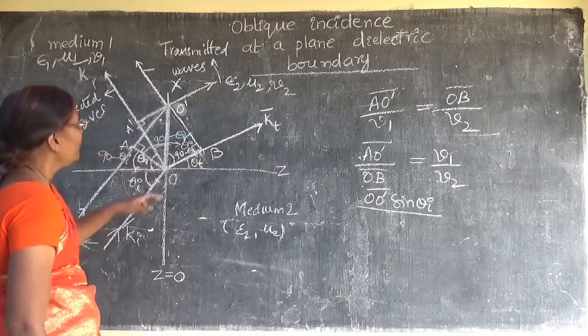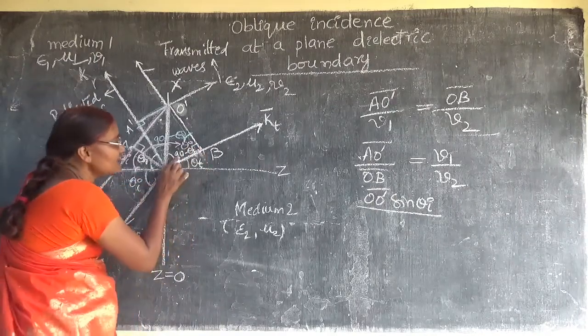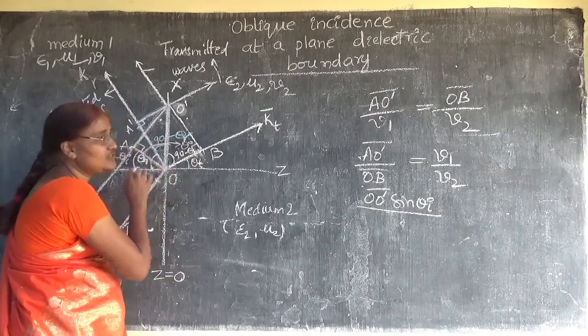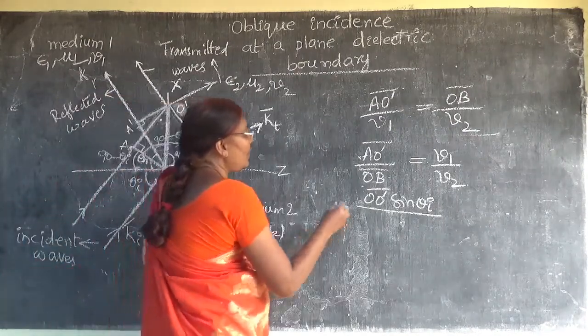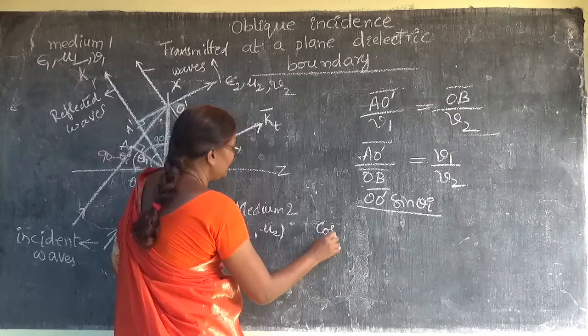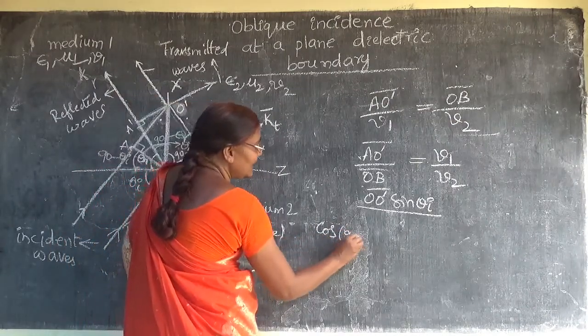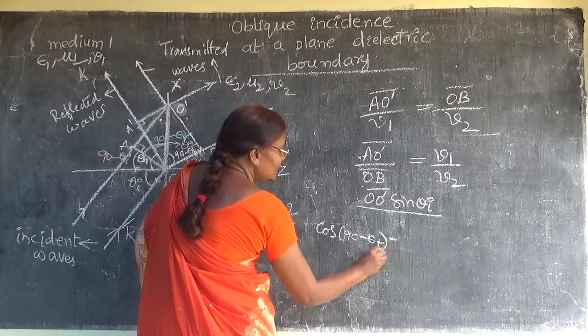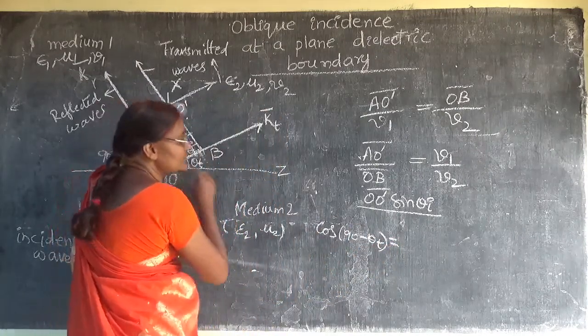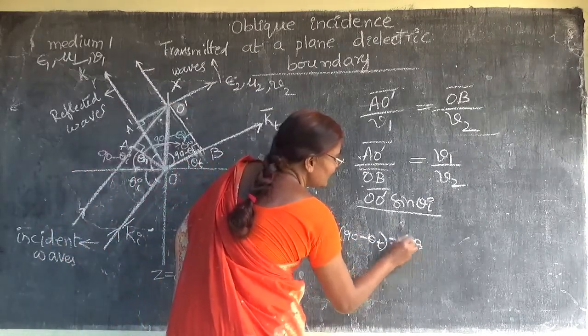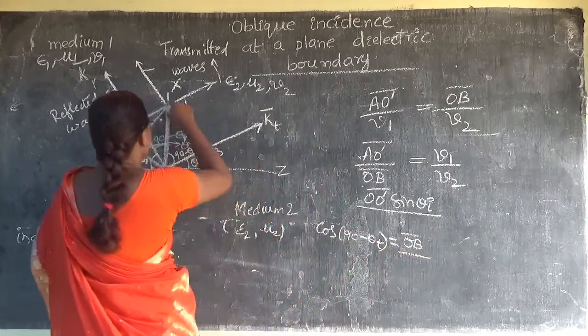So what is the OB for this 90 minus theta t? The adjacent side. So cos of 90 minus theta t will be equal to the adjacent side OB by OO dash.